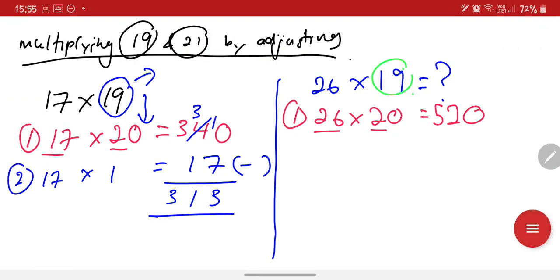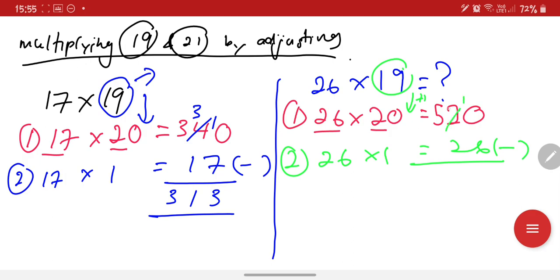Again, like I said, remember from 19 we make 20, so we increase by 1, right? So now you have to take away the 26. 26 times 1 equals 26. Then you minus, because you increased from 19 to 20. So basically you minus, borrow again here, and now you will get 494. As easy as that. See, no need to remember all multiplication, no need to do some partitioning or whatsoever. You just do it like this.